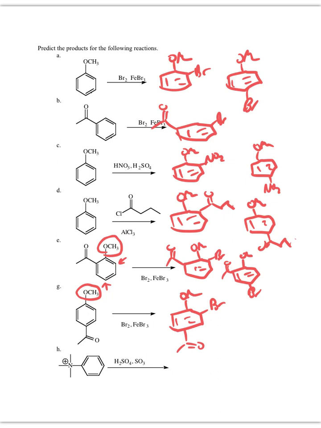And then in the last one, we have the withdrawing group. So it's going to be a meta director, NR3 plus, and then the SO3H on the other side. Okay, so you just have to get good at identifying withdrawing groups versus donating groups.